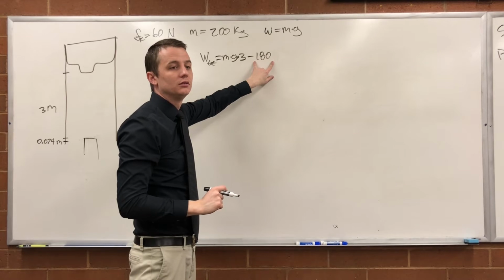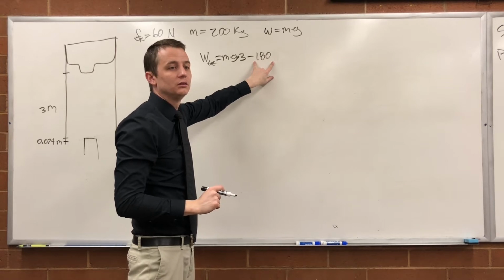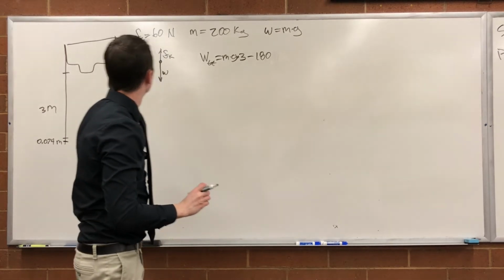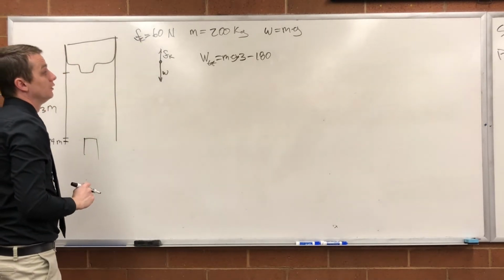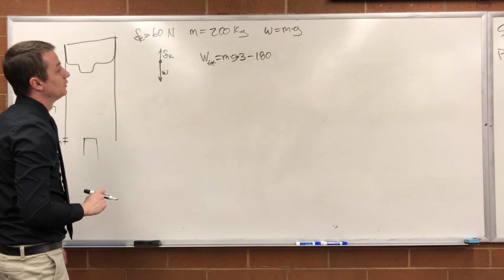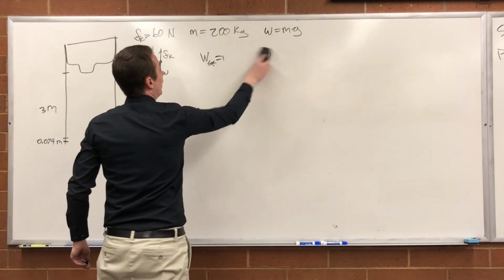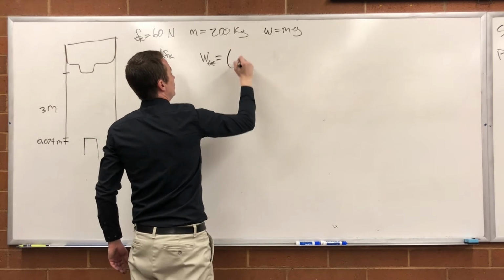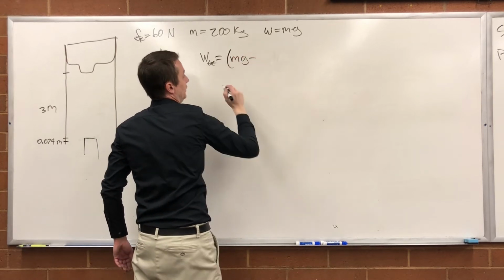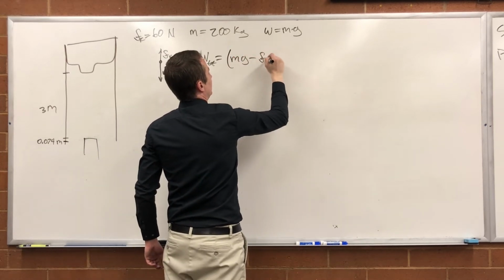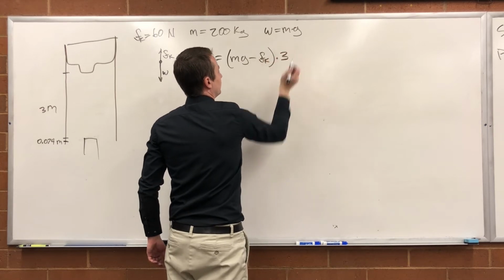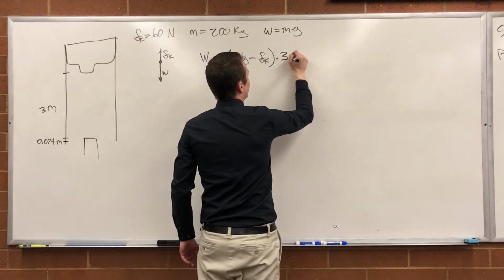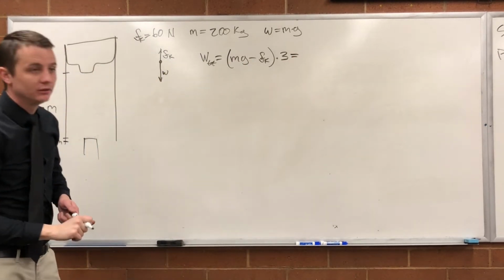Oh, so instead of just finding F, then you just put it all in. You could do it that way if you wanted. I mean, it makes more sense to me. Okay, so we'll do it that way. So we'll say we have mg minus f sub k times 3, our displacement. There you go. Okay. So this is equal to some number now.